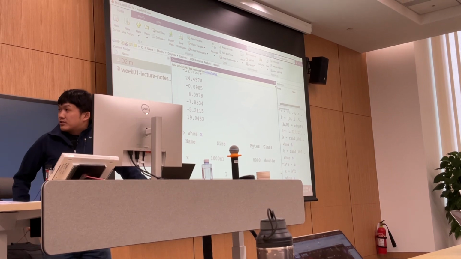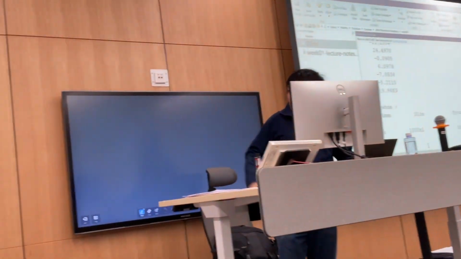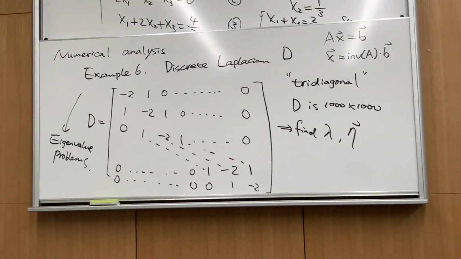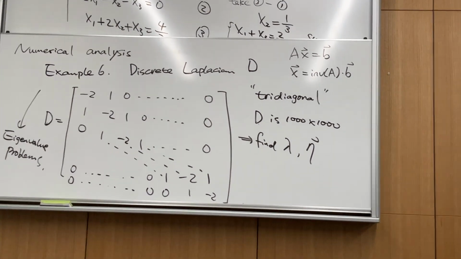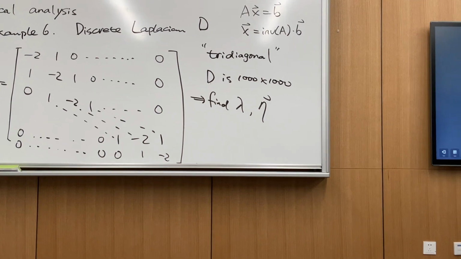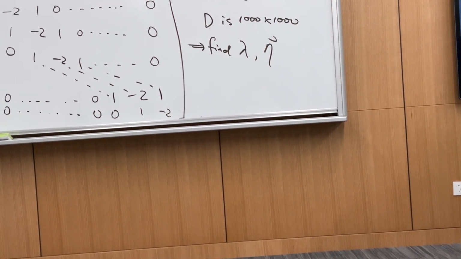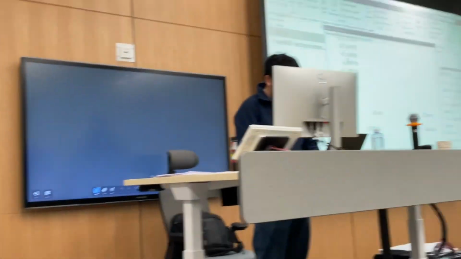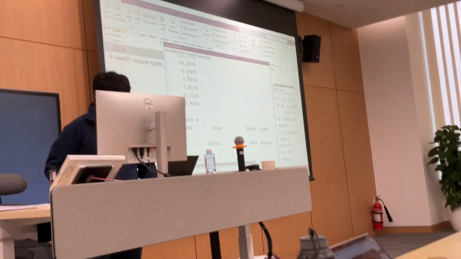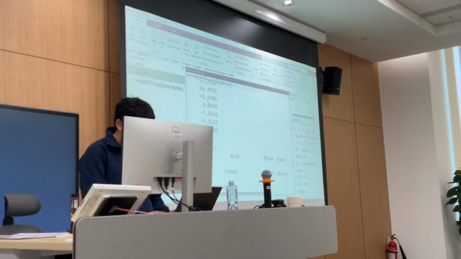Let's solve a large linear system. Let's see, what if we're dealing with a discrete Laplacian? We want to deal with such a matrix D and find all of its eigenvectors and eigenvalues. In order to generate a matrix D that is 1000 by 1000, I don't want to type in all those 1,000,000 elements. So I wrote a little code here called D2. I can generate this discrete Laplacian simply by typing D equals D2(1000).